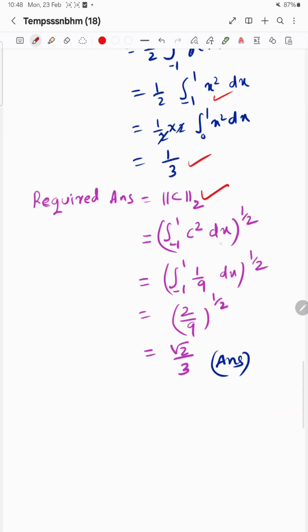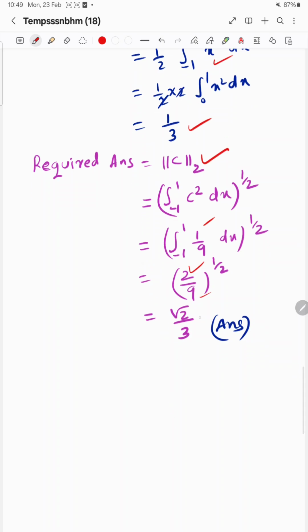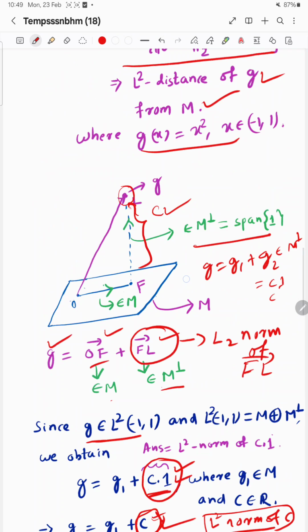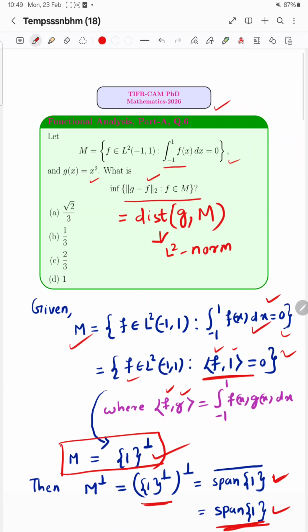So the L2 norm of C is defined in this way: integral of C square dx, whole to the power half, with the integration taken from minus 1 to 1. Since C is equal to 1 by 3, C square gives 1 by 9, and it is a constant quantity, so it comes out. The integration from minus 1 to 1 of dx is equal to 2, so 2 by 9 is coming, and whole to the power half. After simplification we get root 2 by 3. So this is our required answer, root 2 by 3. So option A is true, and these all are false.